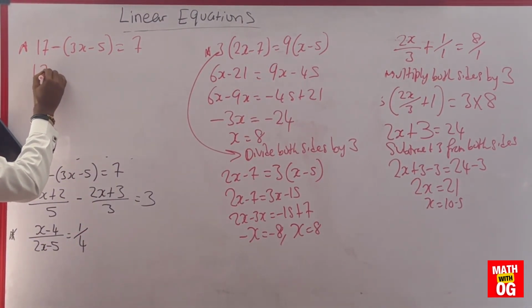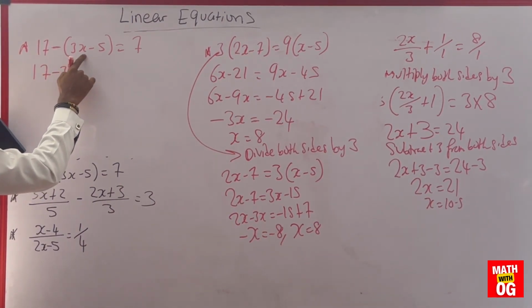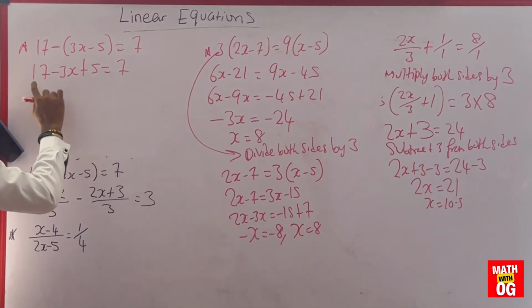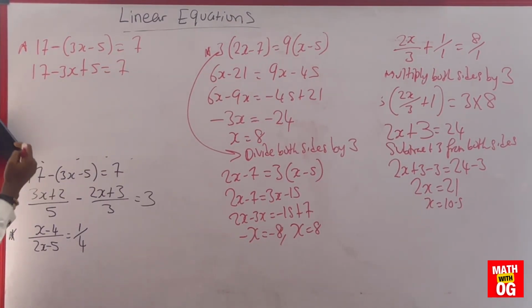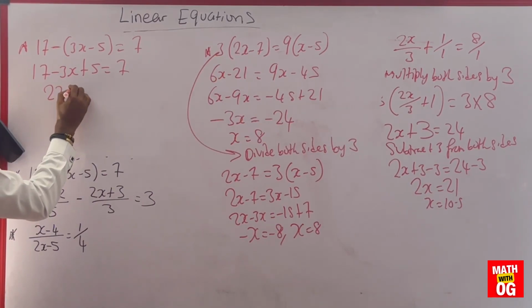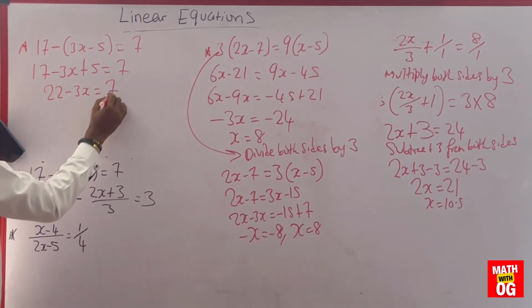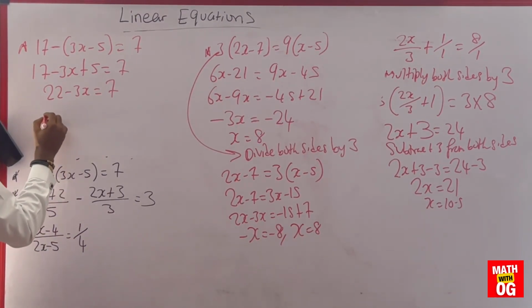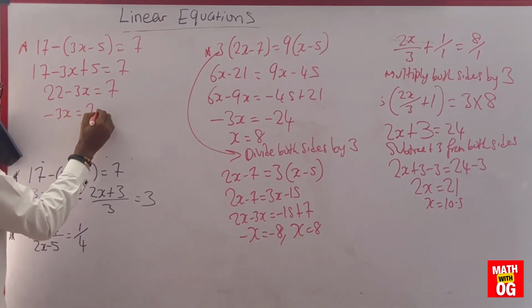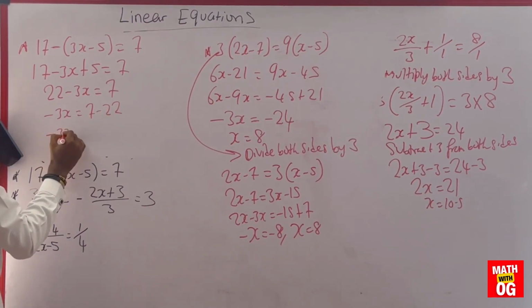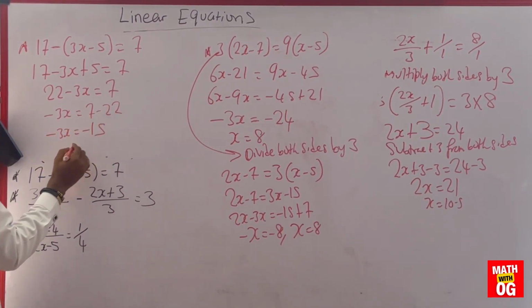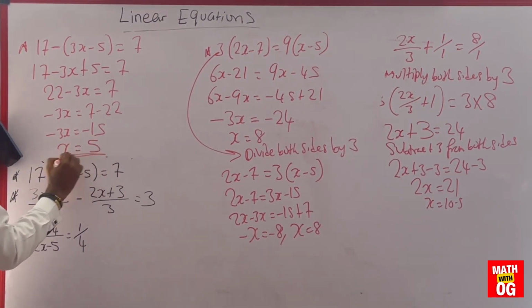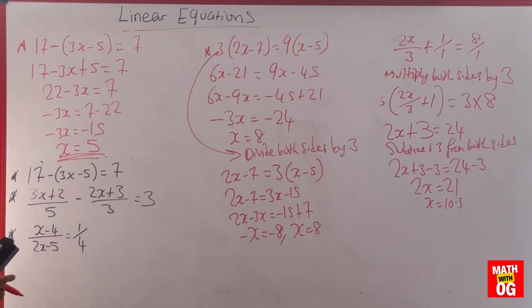This will give me 17 minus 3x, that's minus 1 times 3x. Minus 1 times minus 5 will give me a positive 5, is equal to 7. 17 plus 5 is 22. So we have 22 minus 3x is equal to 7. Now we can collect like terms. Move 22 to the other side. We have a negative 3x is equal to 7 minus 22. Now 7 minus 22 should give us a negative 15. Dividing both sides by negative 3 should give us a positive 5. So that's the answer to the question.